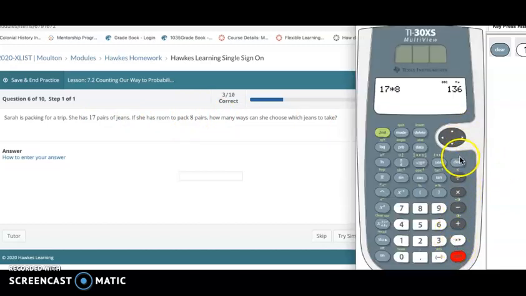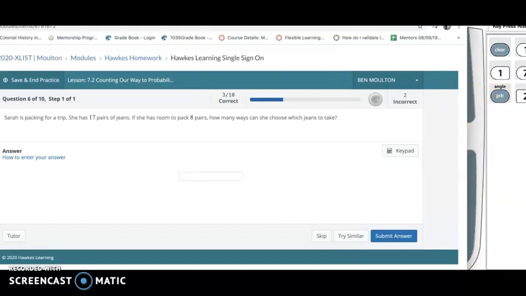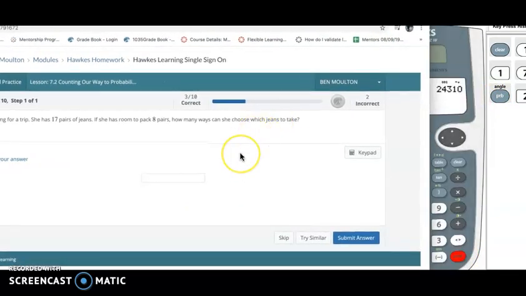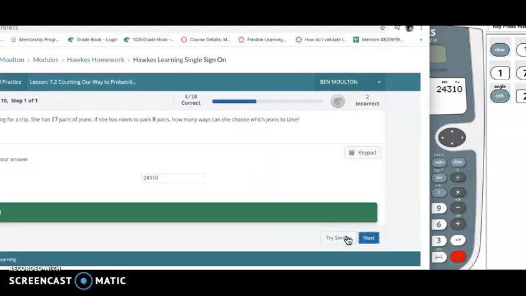So yeah, let's get rid of this. So let's go with our 17, and we'll choose as a combination. Whoops, that wasn't it. Sorry. 17. Choose as a combination 8 of them. Ooh, much bigger number. Let's enter that in and see if we've got the right answer, eh? 24,310. There we go, we got it.